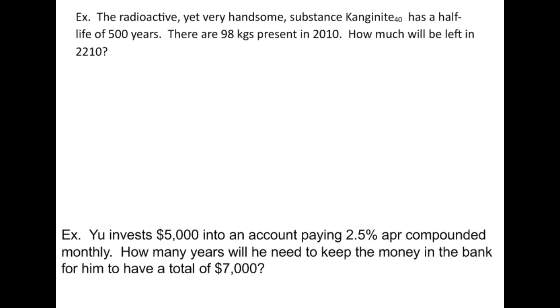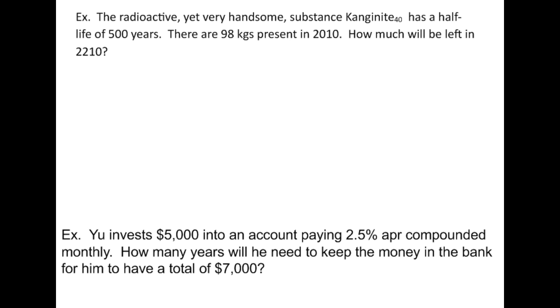The first one is something called half-life. I've talked to you a little bit about half-life in class, and now I'm going to talk about this actual example where we use the half-life. It says the radioactive yet very handsome substance congonite 40 has a half-life of 500 years. There are 98 kilograms present in 2010. How much will be left in 2210?